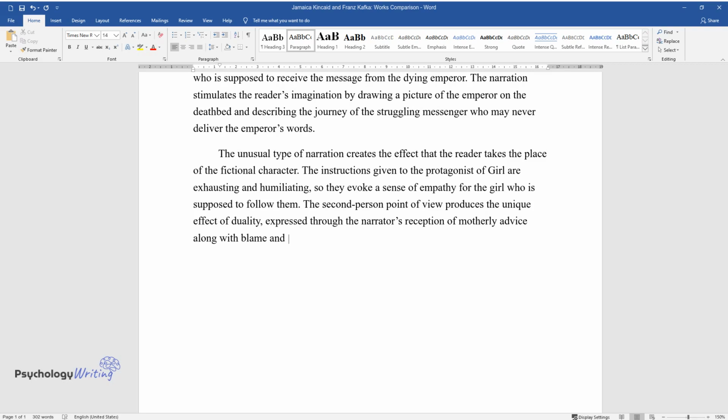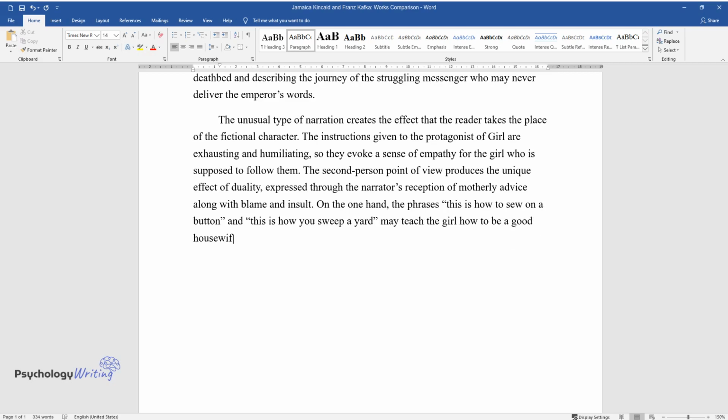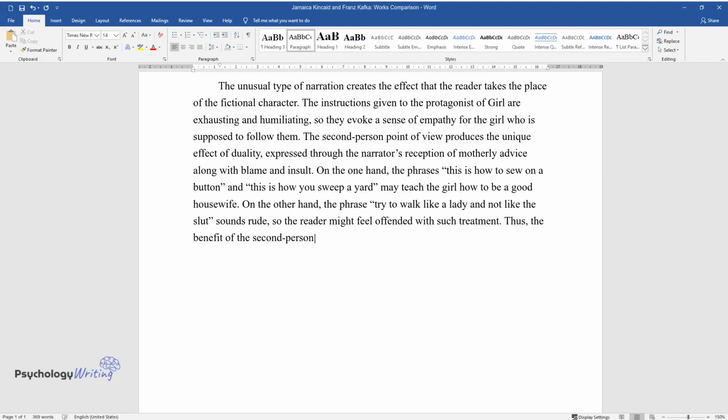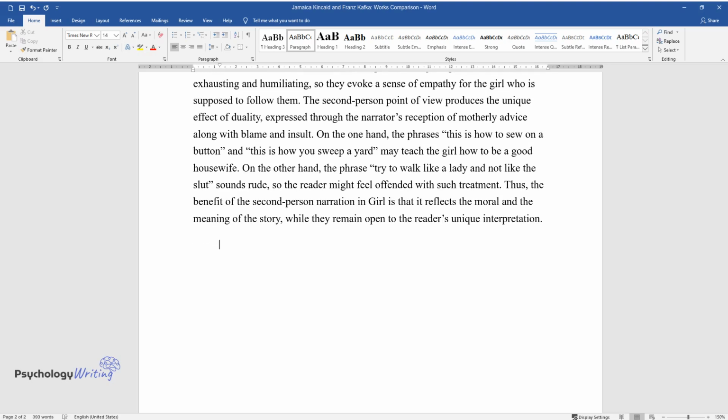On the one hand, the phrases "this is how to sew on a button" and "this is how you sweep a yard" may teach the girl how to be a good housewife. On the other hand, the phrase "try to walk like a lady and not like the slut" sounds rude, so the reader might feel offended with such treatment. Thus, the benefit of the second-person narration in Girl is that it reflects the moral and the meaning of the story, while they remain open to the reader's unique interpretation.